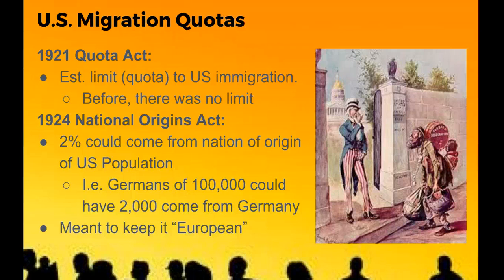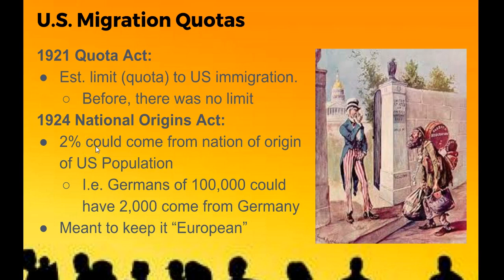Then in 1924, we reconfigured this, where we now start putting in 2% of the population already in the country. So if we had a lot of Germans here or a lot of English people here, which we did, we could allow in 2% of that total amount to the country. This was mainly meant to keep it European. So now we first have a quota of we don't want immigrants here as much, so now we're going to put a limit.